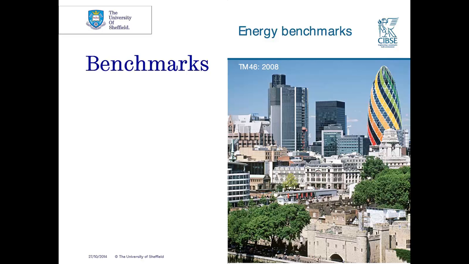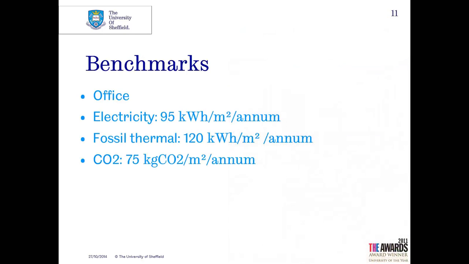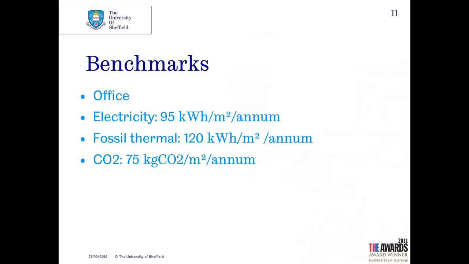And you can have a look at TM46 in your own time. And what TM46 is doing is it's defining some standards for buildings in the UK. So what are we aiming for in terms of performance? So really useful as a designer just to have a feel for what those performance benchmarks are. And I've just pulled out a few here. So a sort of target office, you would be aiming for about 95 kilowatt hours per square meter per annum. Fossil thermal, in other words, gas, 120 kilowatt hours per meter squared per annum.